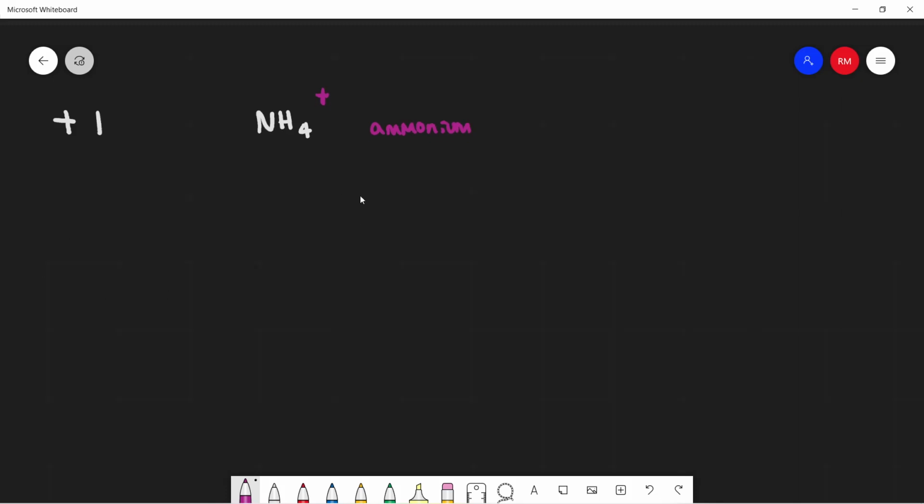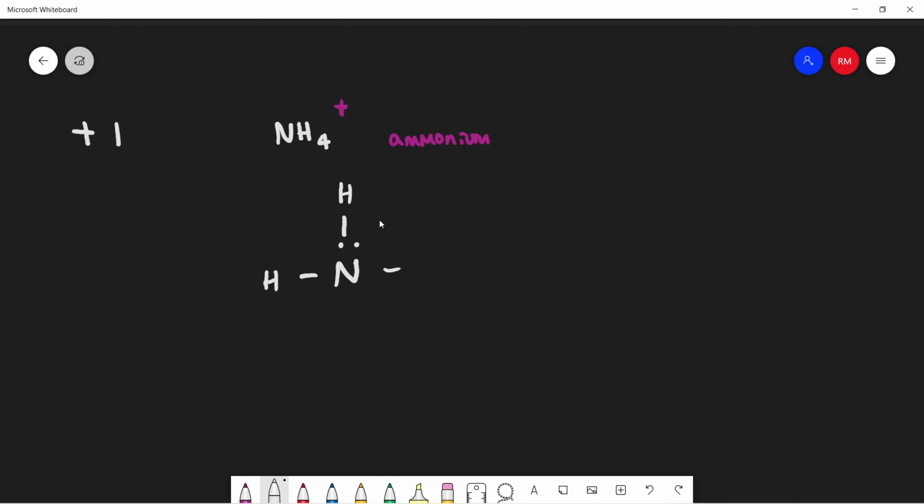NH4 is ammonium, and I won't do this for all of them, but I'll just show you. Ammonium is formed from ammonia plus a hydrogen. So there's this thing called a dative covalent bond here, and this is just the ion of ammonium. So that is probably one of the only positive 1 charged molecular ions that you need to know about.